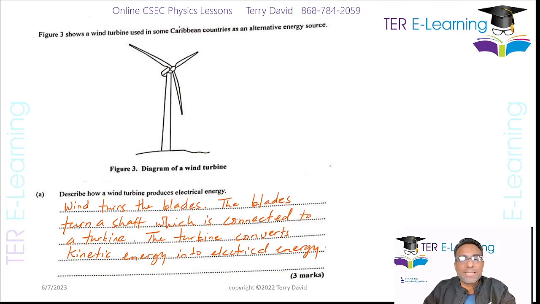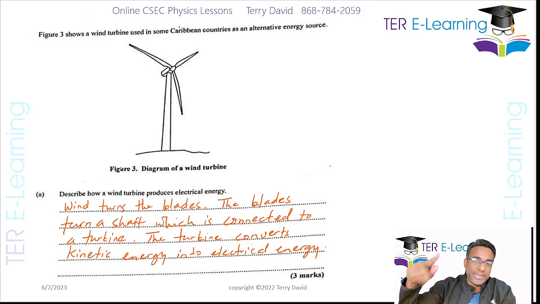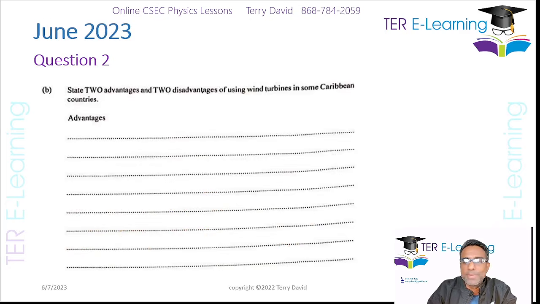So that's what's happening here. The wind blows the propellers. The propellers turn a shaft, and the shaft is connected to a turbine. So the turbine is basically converting kinetic energy into electrical energy. So that's pretty straightforward. The wind blowing here causes this thing to turn. That's it. Next one.